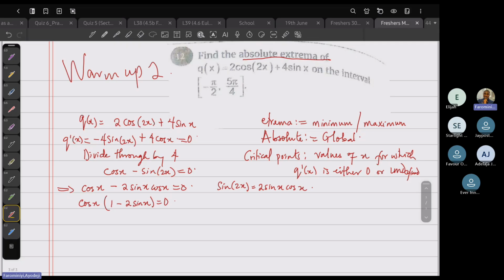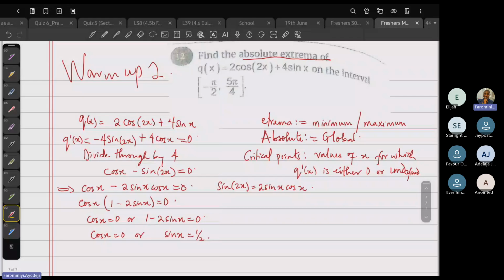So the next thing is to say, well, this is cos x equals 0, or 1 minus 2 sine x equals 0. And that means that cos x equals 0, or sine x is equal to 1 over 2.